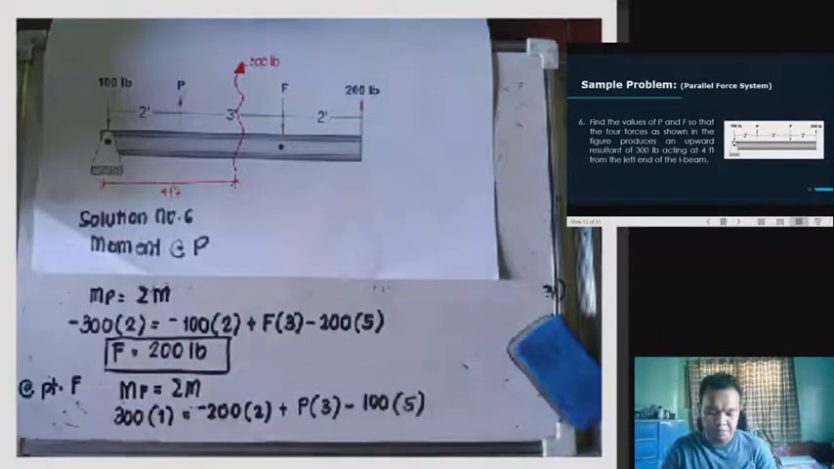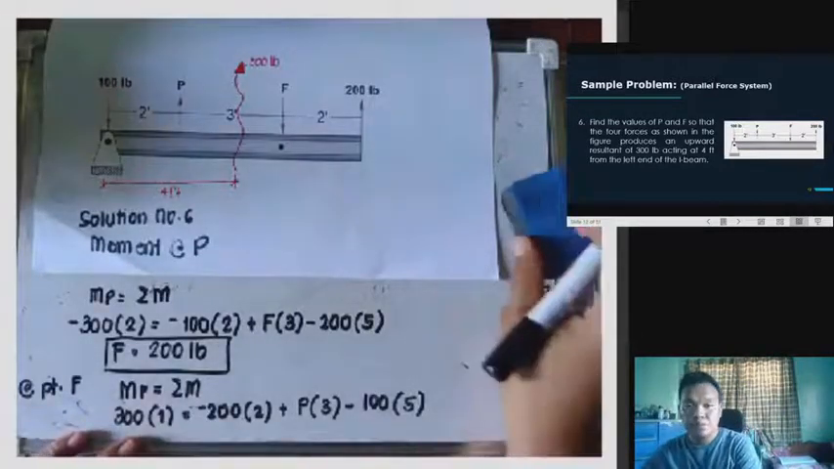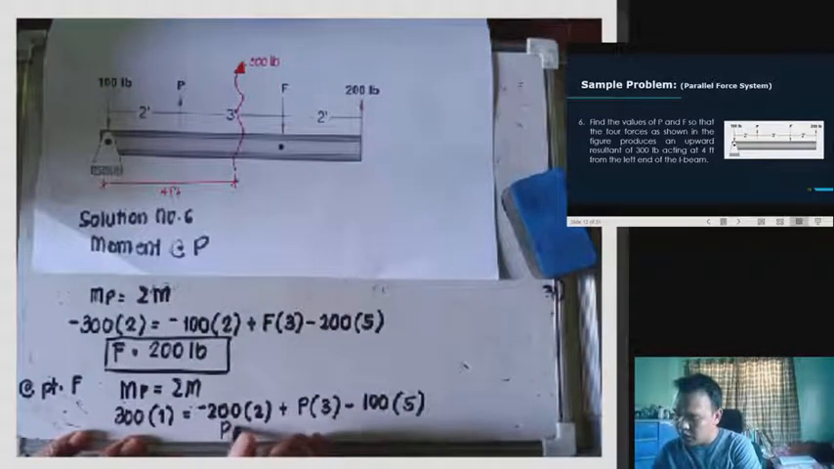So solve natin. 300 times 1 minus 200 times 2 plus P times 3 minus 100 times 5. So we have here value of P is equivalent kay 400 pounds.